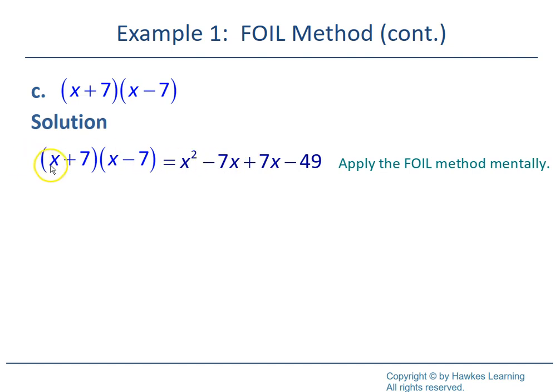So when we FOIL these, it's x times x is x squared. Your outers, a negative 7x. Your inners, a positive 7x. Your last, plus 7 times minus 7, a negative 49. Your middle terms cancel out, and you end up with the difference of perfect squares.